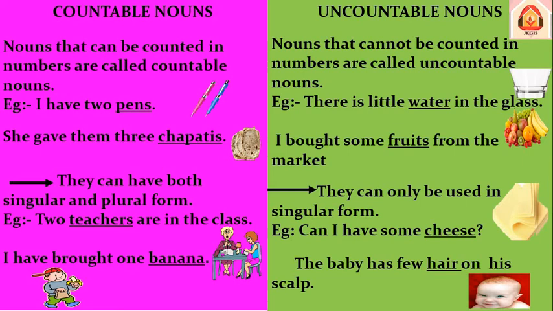She gave them 3 chapatis. How many chapatis were given by her? 3. We can count the number of the given chapatis. So, chapati is a countable noun. Next, what are uncountable nouns? Uncountable nouns are those nouns that cannot be counted in numbers.